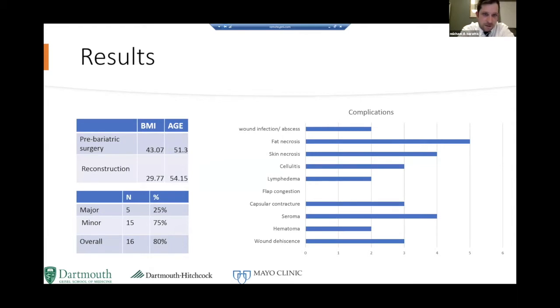Overall, the number of complications that occurred were high. 16 of these patients had some type of minor or major complication. 5 patients had major complications. All of them were readmissions, with 3 of them having reoperations for wound healing issues or infections, and 15 had minor complications. The most common complications found for the minor included fat necrosis at 5 patients, followed by skin necrosis and seroma at 4 patients each. Next slide, please.